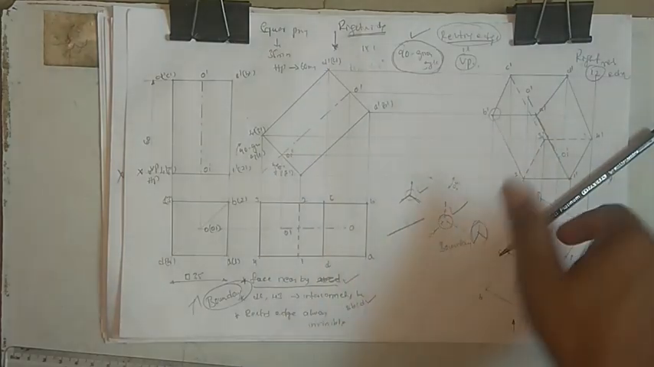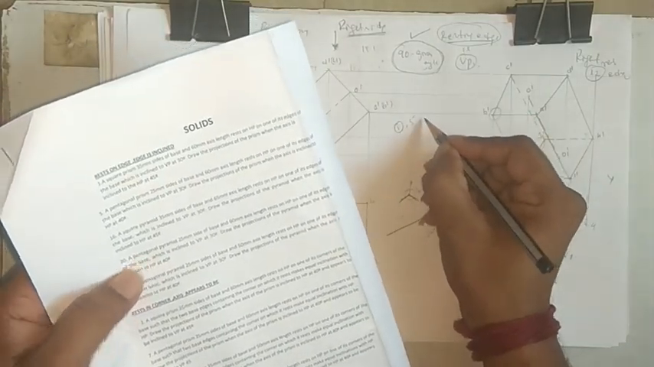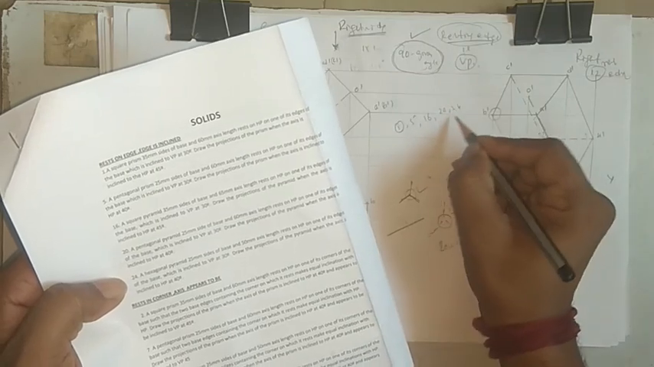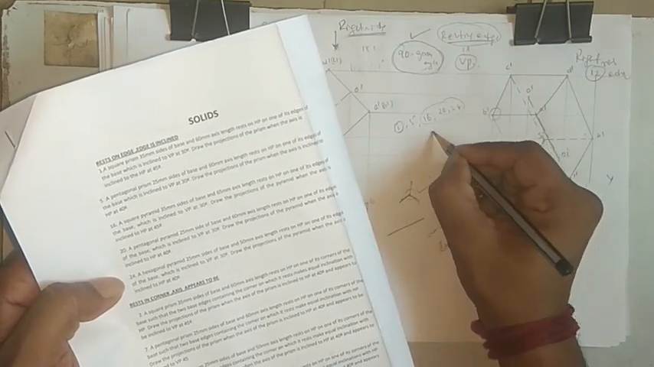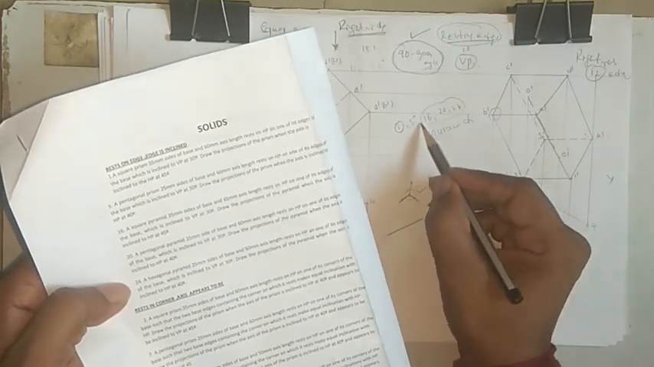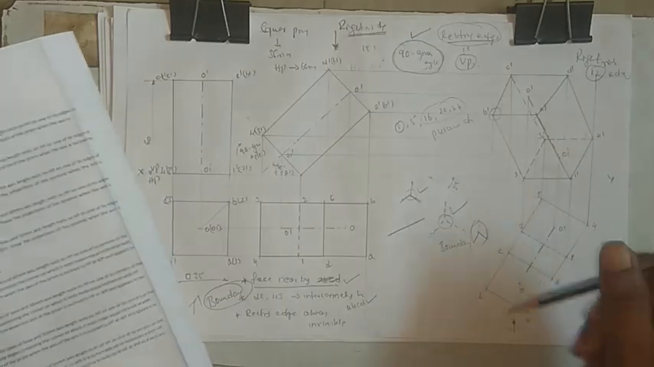So if you can understand these things, okay, this is problem number 1. So you can solve problem number 5, 16, 20 and 24, okay. So these 3 are pyramids, okay, and the remaining 2 are prisms, okay. But the procedure will remain the same, okay.